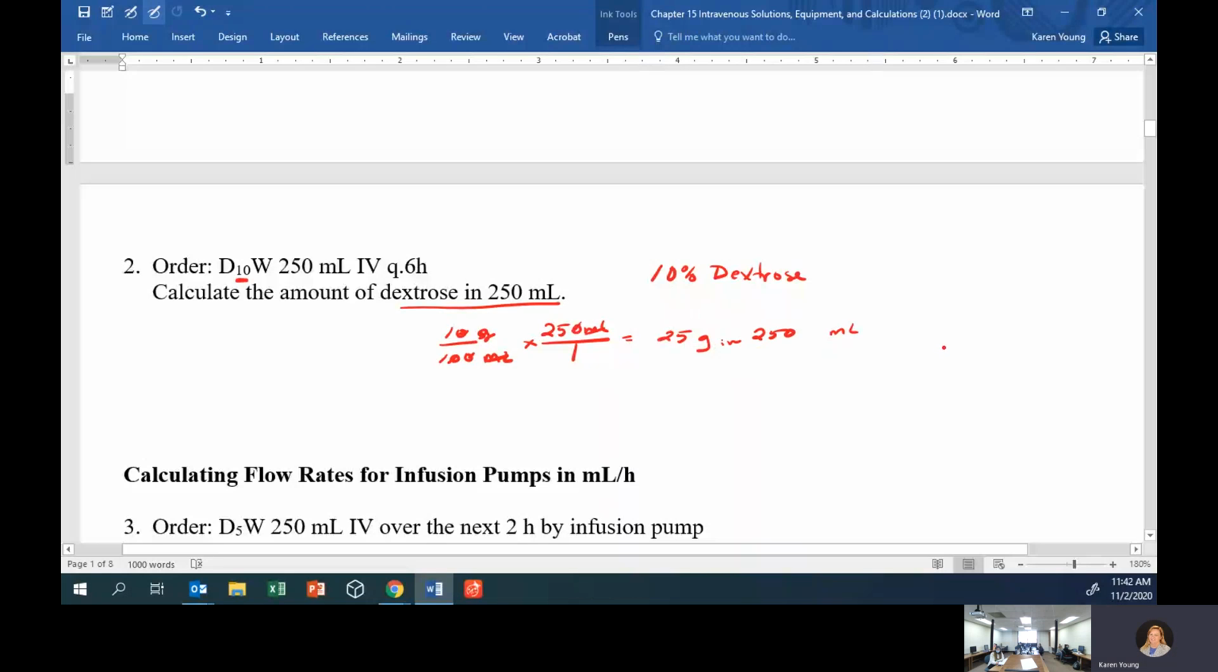So there's 25 grams and 250 milliliters of 10% dextrose. Okay.